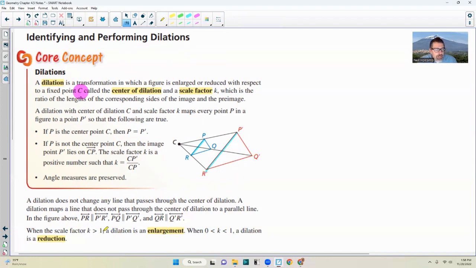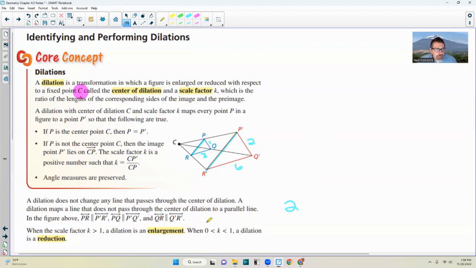When the scale factor k is greater than 1, the dilation is an enlargement. So if the scale factor is, say, 2, you double it. If this was length 1 and this is length 2, that's a scale factor of 2. If this was length 3 and this is length 6, that would be a scale factor of 2. It got enlarged. The blue triangle became the bigger red triangle.